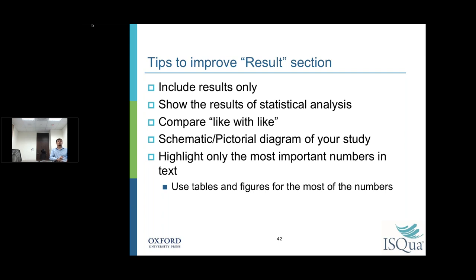Highlight only the most important numbers in the text. Make sure you are not writing all the numbers, because sometimes when you are analyzing the data, you get a lot of numbers. So try to pick only the important numbers which you think are really relevant. And try to use more tables and figures for the data instead of writing descriptive numerical information.